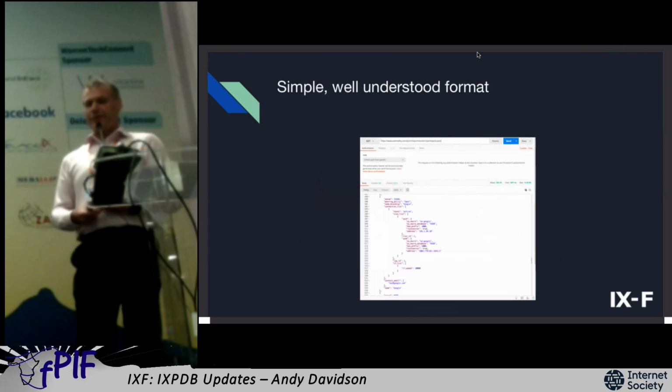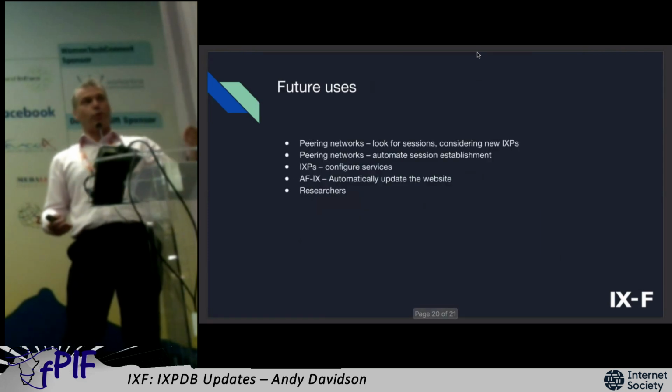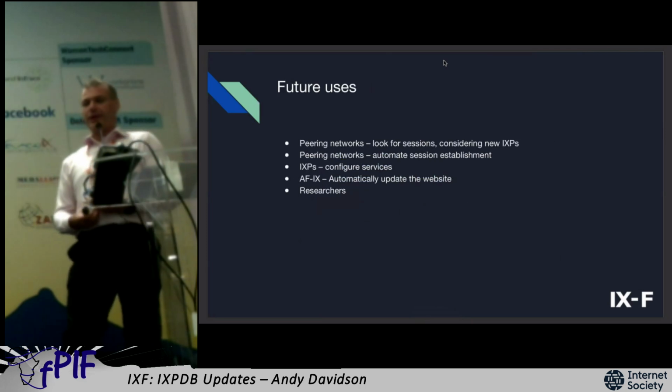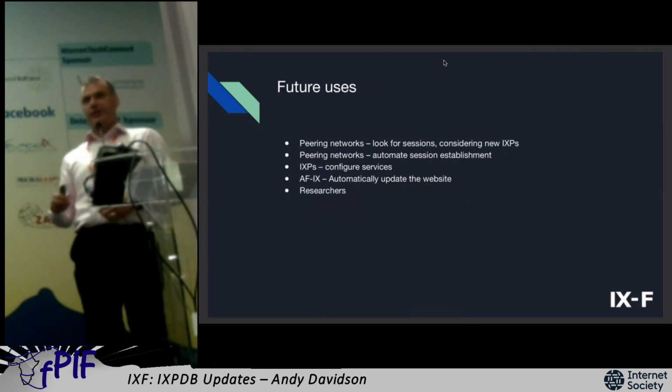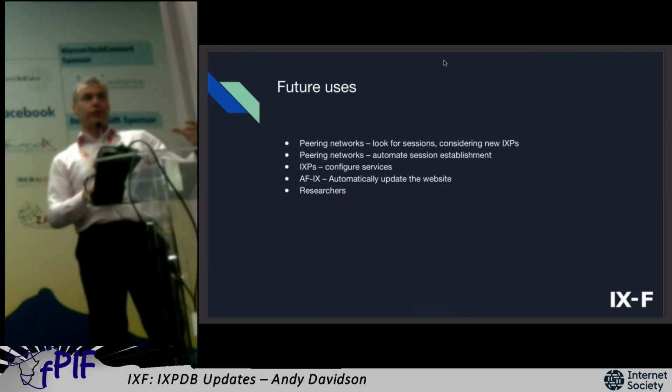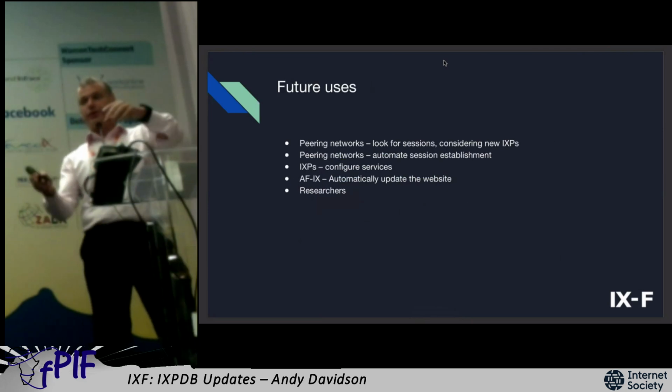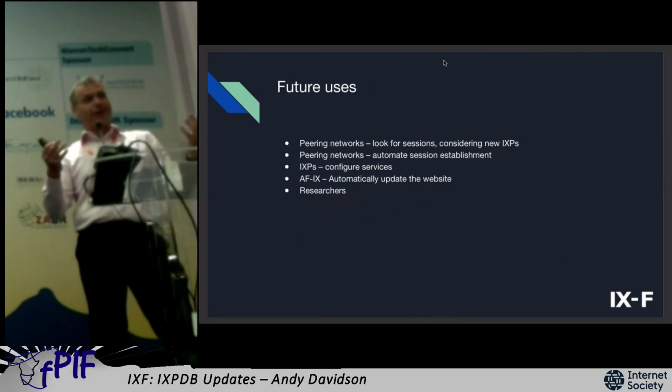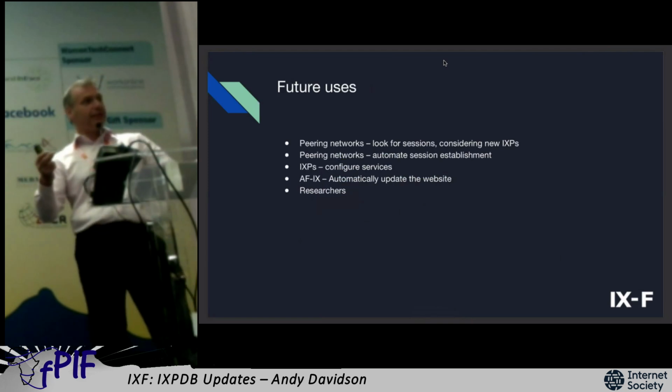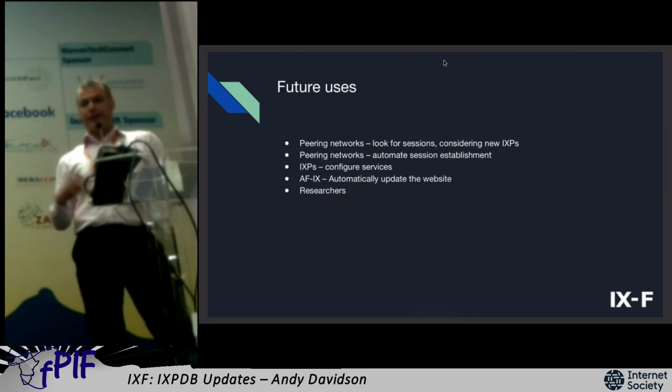There are future uses of this. Peering networks can use this for automated session establishment and working out where to build a network to get peering. It can also be used by IXPs to configure services. There are tools like a route server configuration tool that uses the JSON schema as its config file. So if you keep your database up to date, your tools can keep up to date, because it's all done in one place and automatically updated.